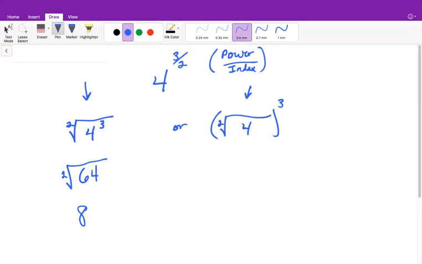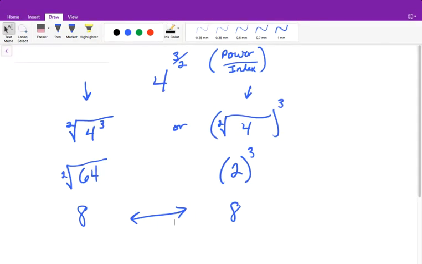Writing it this way, since here we have the parentheses, we need to do our parentheses first. So we would do the square root of 4 first, and that is 2. And then we're left with 2 cubed, or 8. So see, no matter which way you do it, whether you do the square root or the nth root first, or we raise the power first, we still get the same answer.